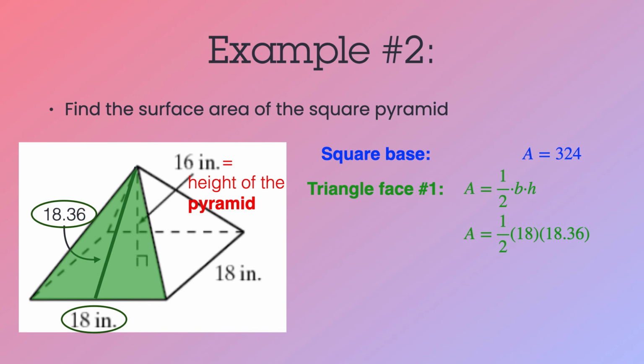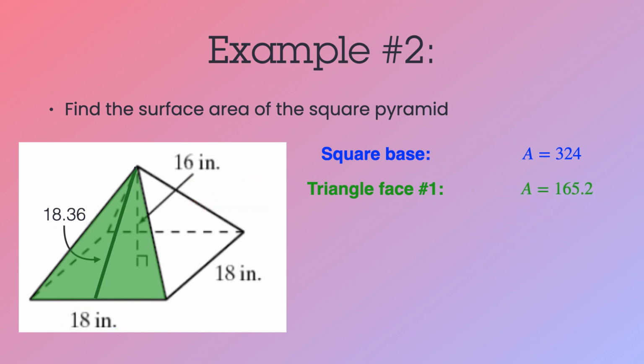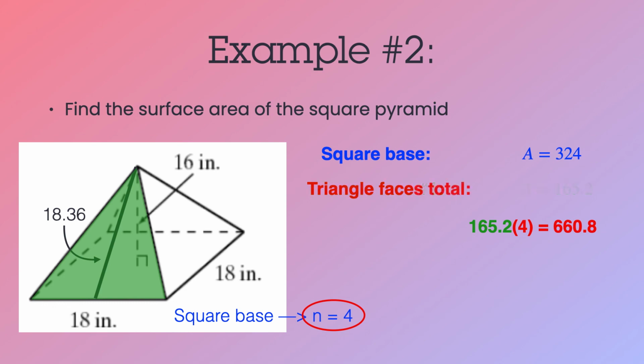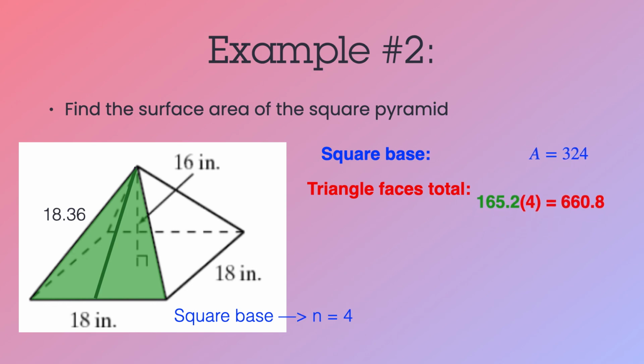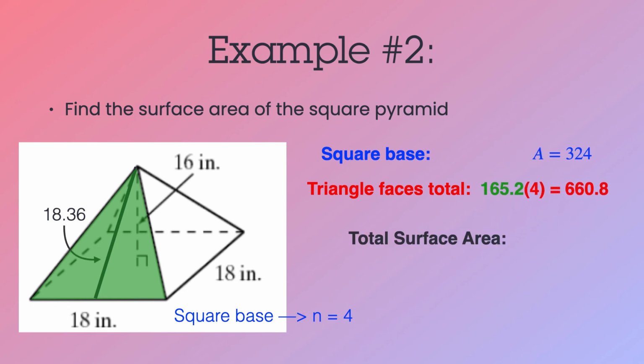Once we multiply those all together, we get 165.2. So that is the area of one of our triangular faces. Now, since we're working with a square base that has 4 sides, we have 4 of these triangles. So we'll take our 165.2 and multiply it by 4. That means the total for our triangle faces, all 4 of them together, is 660.8. So now to find our total, we just add those up. And our total surface area is 984.8 square inches.